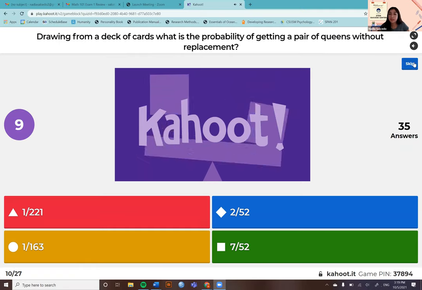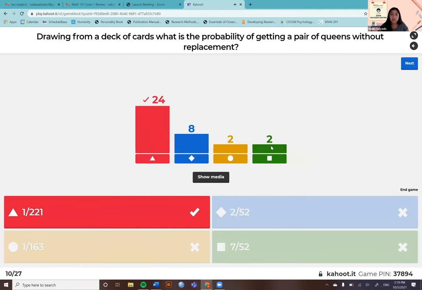All right, so I'm going to skip it. The majority of you got it right, but there weren't as many answers this time, so I'm just going to go over it. Drawing from a deck of cards, what is the probability of getting a pair of queens without replacement? First, what's the probability that we get a queen on the first try? We know there are four queens in a deck and a total of 52 cards, but we're going to be multiplying this by the second event.